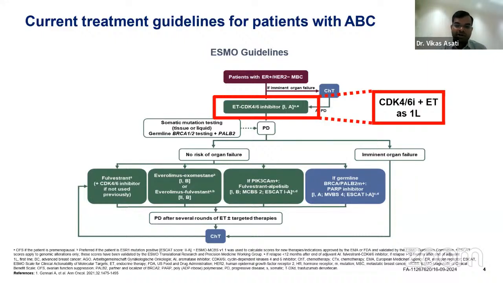Once the patient progresses on this therapy, then comes the role of the acquired mutation. What kind of mutation is acquired? Something like PIK3CA, or if our patient is having germline or somatic BRCA or PALB2 mutation, in all these patients we can use a PARP inhibitor. So once the patient progresses on first line of therapy, things are really difficult.